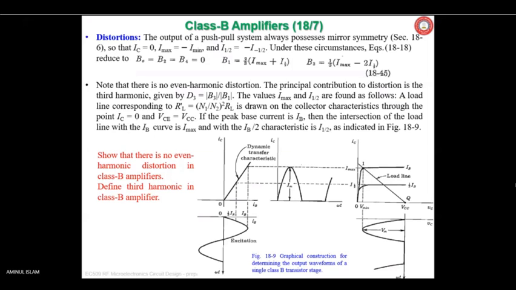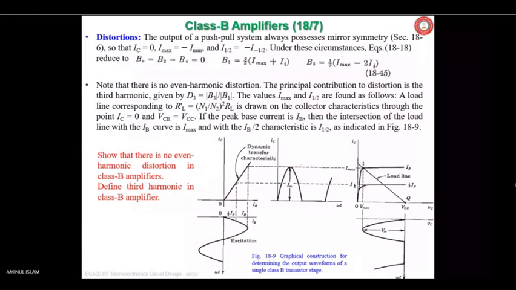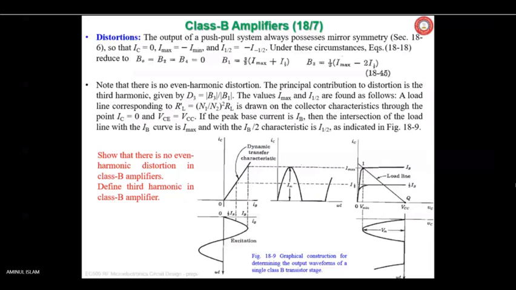18-18 reduces to B0 equals B2 equals B4 equals 0, and B1 equals 2/3 within parenthesis Imax plus I half, and B3 equals 1/3 Imax minus 2 I half. This equation we have already seen, equation number 18-18, and those constants B0 to B4 can be written in this way. Note that there is no even harmonic distortion, which we have already analyzed and understood. There will be no even harmonic, only the odd harmonics.